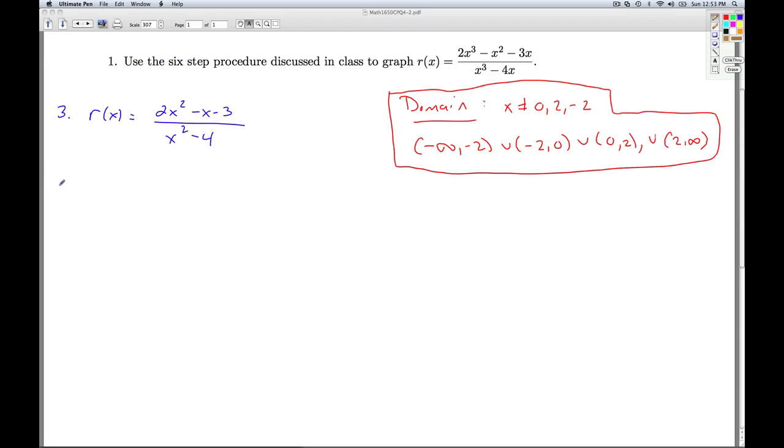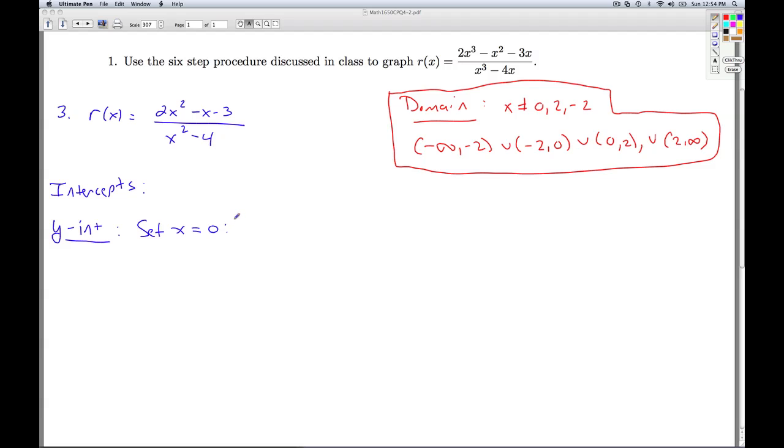Our next step is to find the intercepts. The intercepts of the graph, they come in 2 varieties. First variety is the y-intercept. So for the y-intercept, we set x equal to 0 and plug that into the function. And this is where you have to be really careful. If you plug x equals 0 into this function, in the numerator you'll get negative 3, and the denominator you'll get negative 4. And so you may be tempted to say, oh, okay, we have a y-intercept of 0, 3/4.